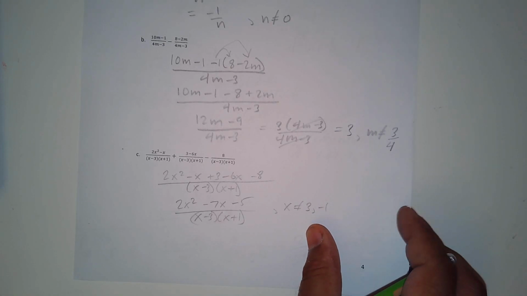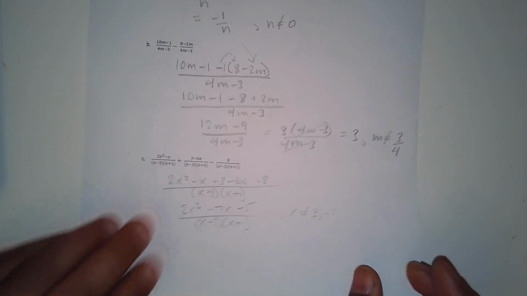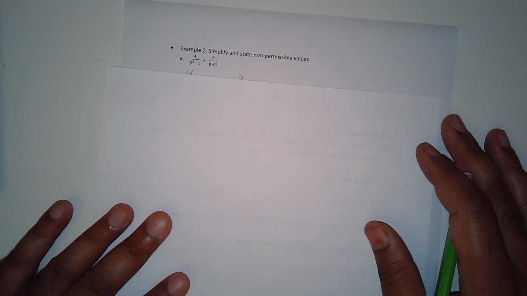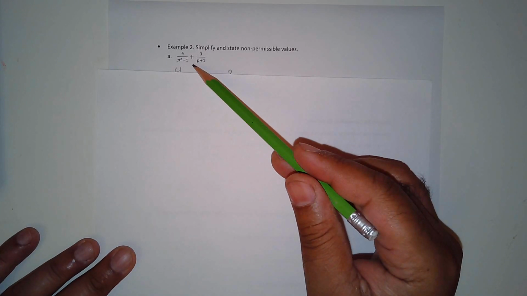Okay, now what do you do if the bottoms are different? Okay, so those are the more complicated ones. Okay, so let's start with this one here. So now it's not like the first set of examples. So these are different. P squared minus 1, p plus 1. There is a difference of squares.